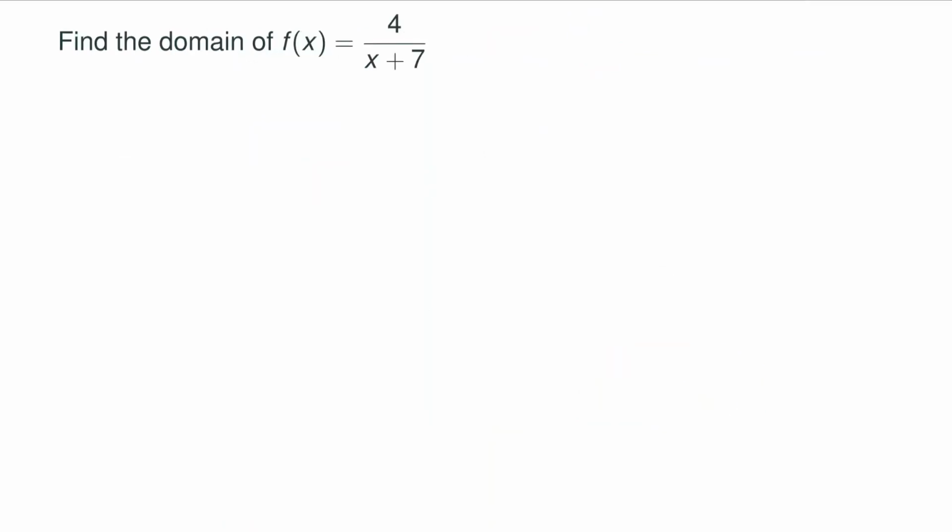Find the domain of f of x equals 4 over x plus 7. So we're finding the domain of this function. When a function is in fraction form, we see what x value we cannot have. If you plug negative 7 here, we get 0 in the denominator, and we cannot have 0 in the denominator. Therefore, in the domain for this function, we have to exclude negative 7. The way we write this domain, sometimes it's helpful to draw a number line.